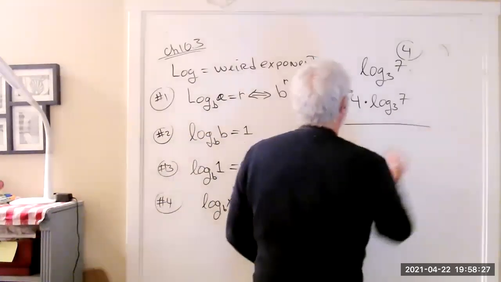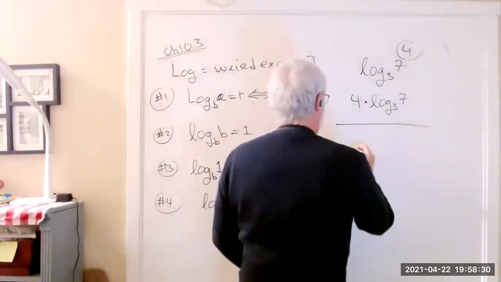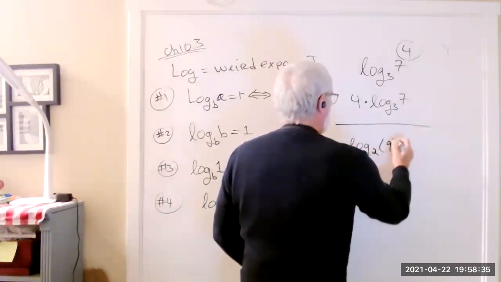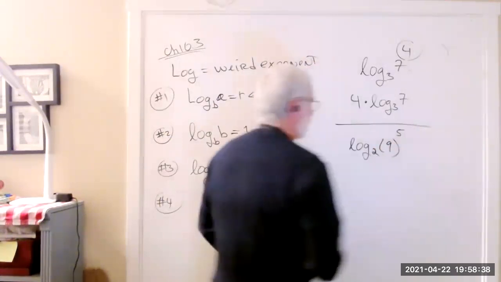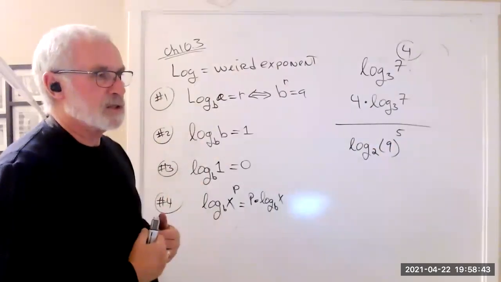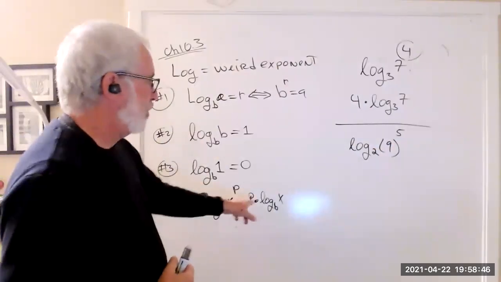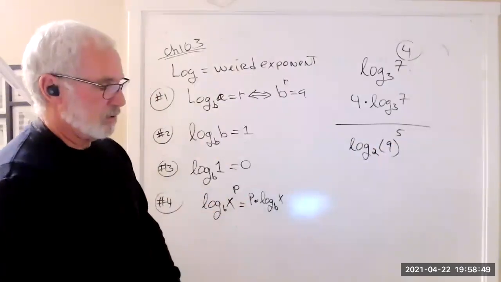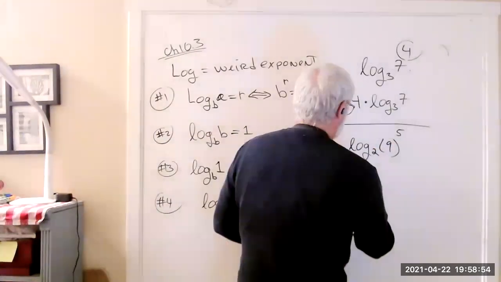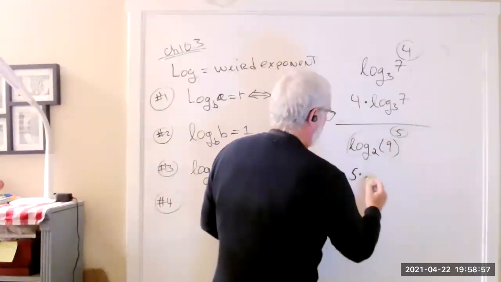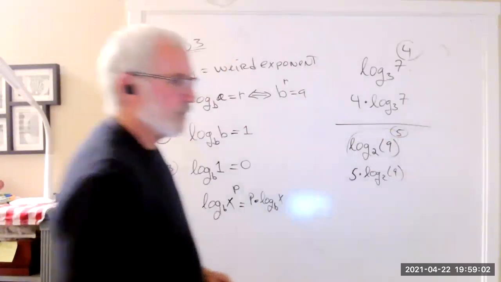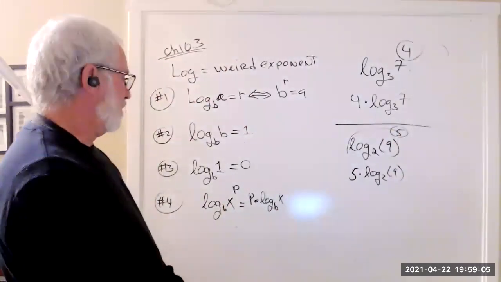So what if I wrote log base 2 of 9 raised to the 5th power? How can you convert that to something a little bit simpler using the power rule? 5 times log of... Yep. You bring the 5 out in front, 5 times the log base 2 of 9. And that will help make some problems simpler.